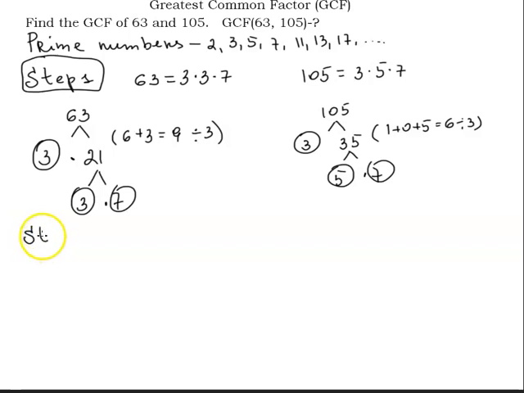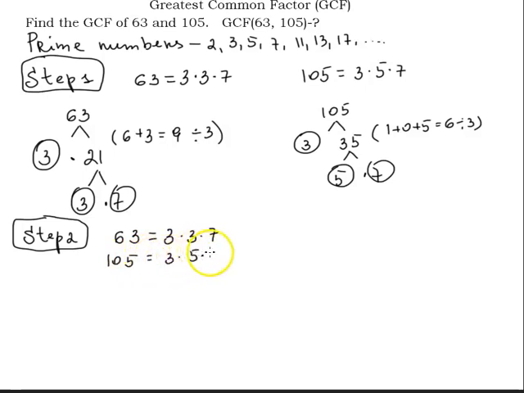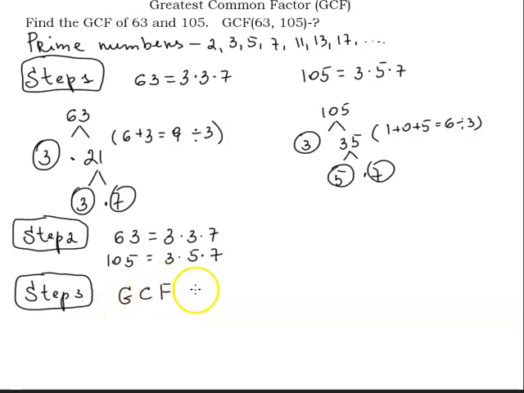Moving to step 2. In step 2, I will rewrite each number in factored form. 63 equals 3 times 3 times 7. 105, 3 times 5 times 7. Moving to the next step, step 3. In step 3, I will be able to find the greatest common factor of 63 and 105.